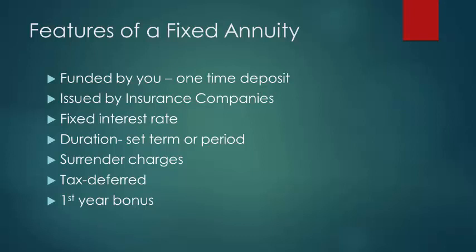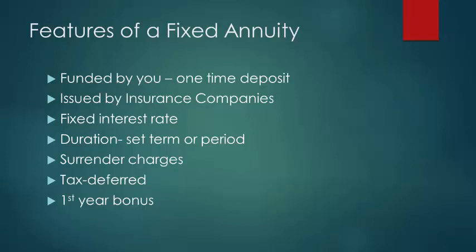Just like a CD, you invest in a fixed annuity with a one-time deposit. Fixed annuities are issued by insurance companies, and the interest rate will be fixed, but will typically be 1 to 2% higher than you would expect in a CD. If a bank is offering a 5-year CD with a 1% interest rate, you could probably expect 2 to 3% in a comparable fixed annuity. The length of the annuity contract is preset as well and will typically be 5 or 10 years in term.